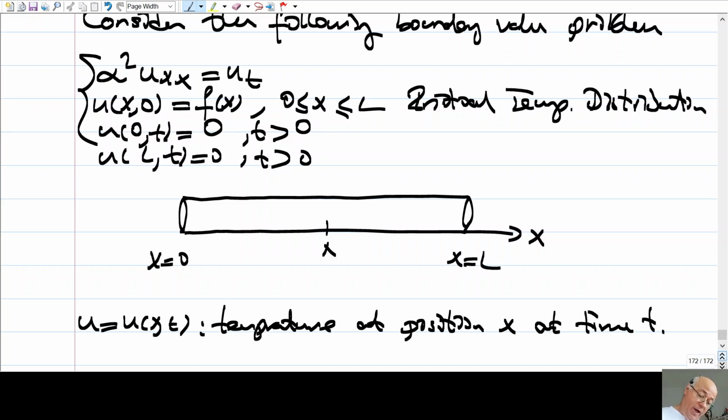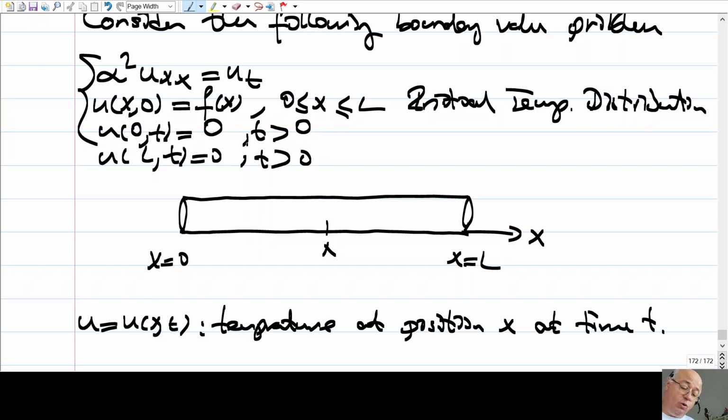So what is this u(x,0)? That's the initial temperature distribution. Why is it called the initial temperature distribution? Because when you plug in t equals 0, it gives you the temperature at any point. At this point the temperature is f(0), and the temperature at this point at time 0 is f(1), and so on. So f(x) gives us the temperature of the rod at time 0 at any point. That's why we call it the initial temperature distribution.